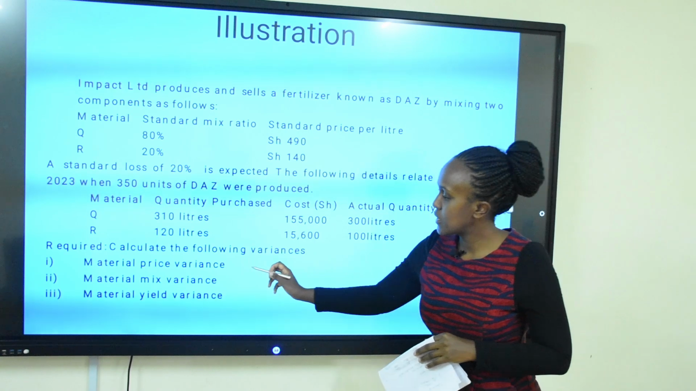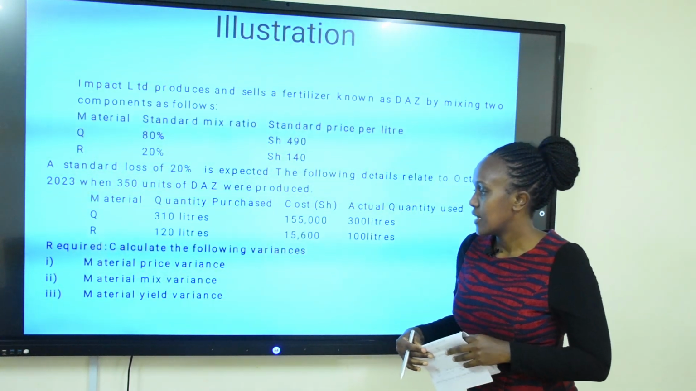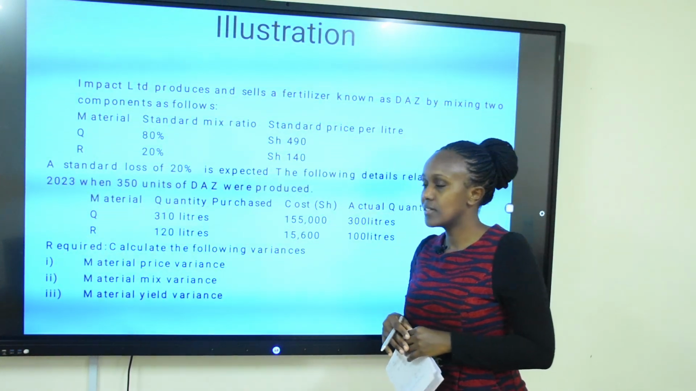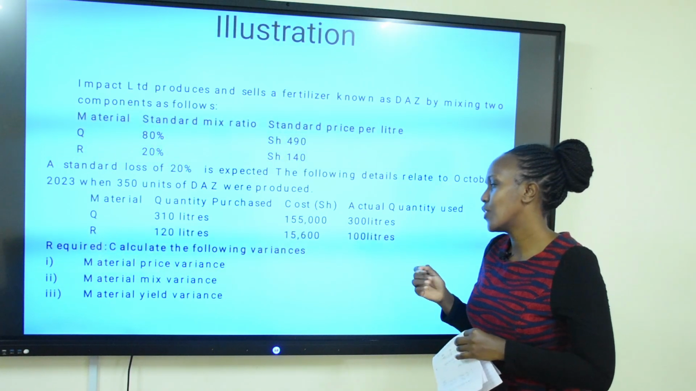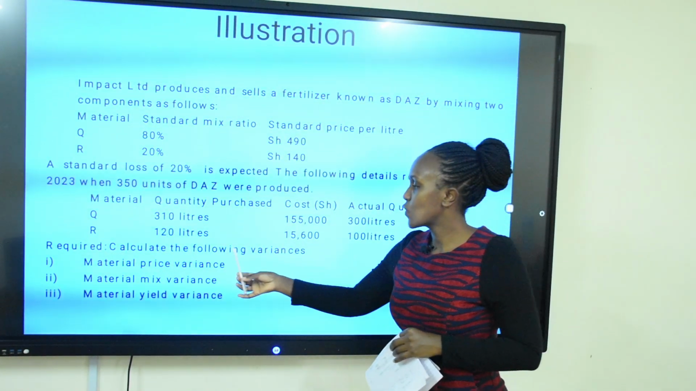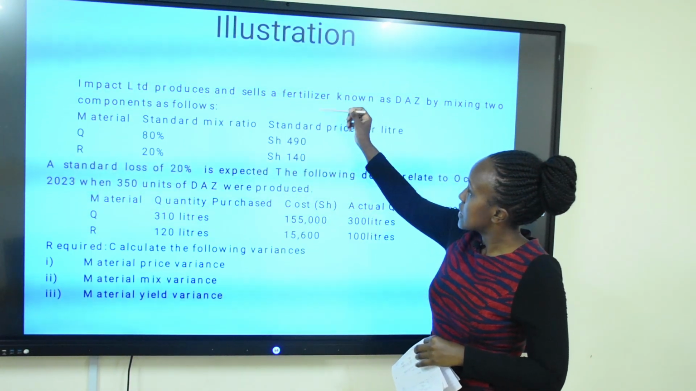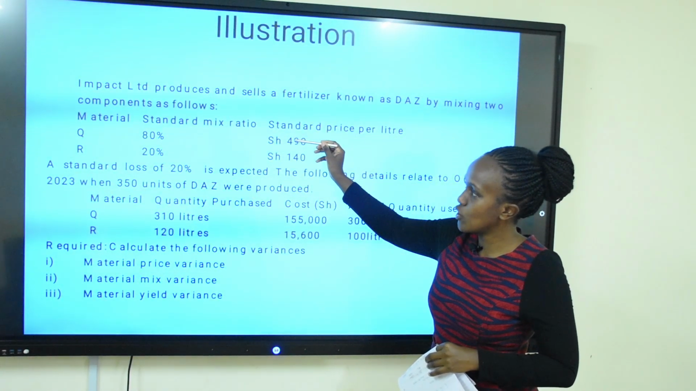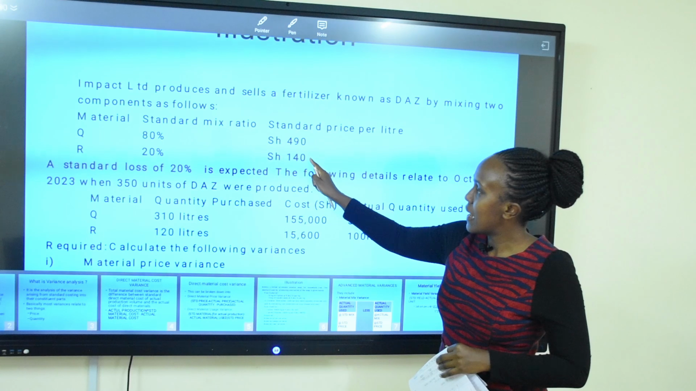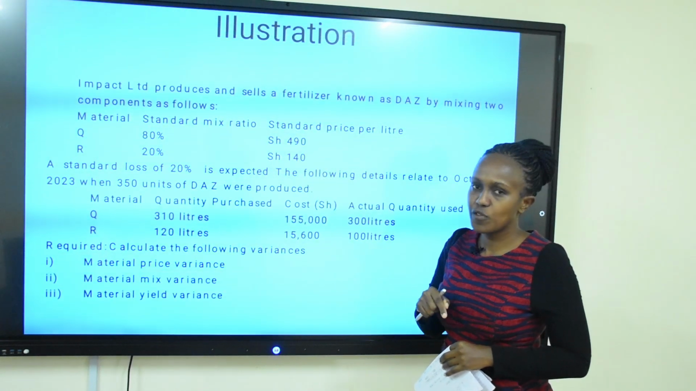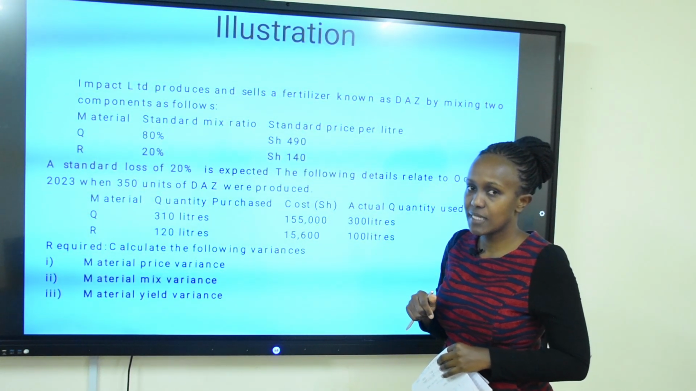So you are required to calculate the following variances. We are going to look at the material price variance, the material mix variance, and the material yield variance. Now, before I go further, let's first of all consider the price variance. We were expecting to buy at a price of shillings 490 for Q, and for R, we are expecting to buy at a price of 140. Those are the standard prices.